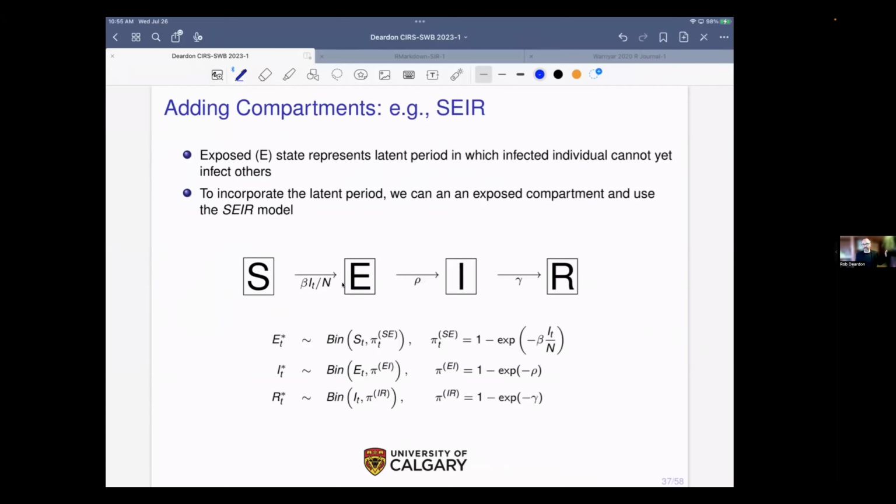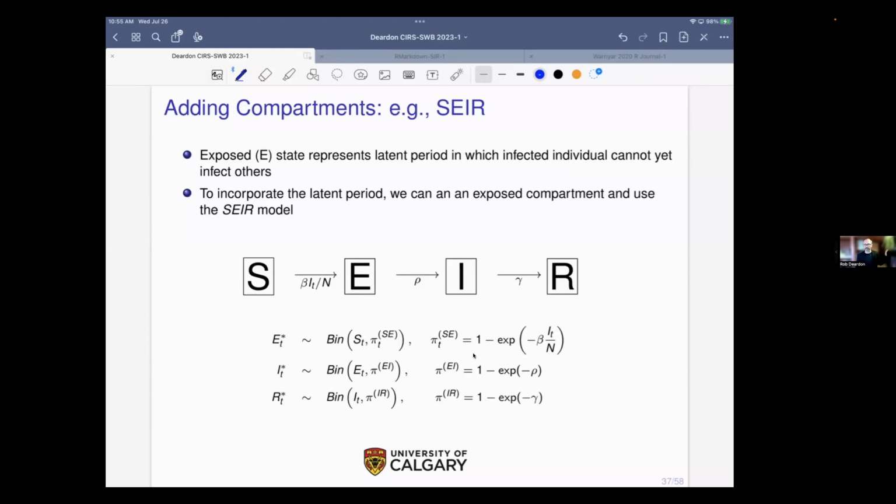So I put in this extra compartment there. Individuals would get infected at the same rate as before, right? So the rate of infection depends on the number infectious, it doesn't depend on the number exposed, obviously, because they can't infect yet. And then movement from exposed to infectious just occurs according to some rate, in a similar way that the movement from infectious to removal occurs, right?